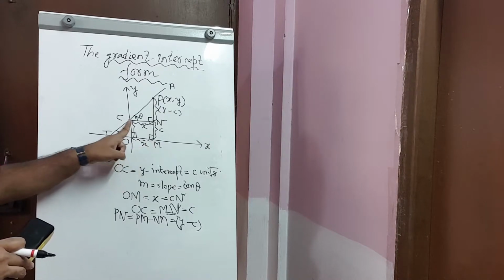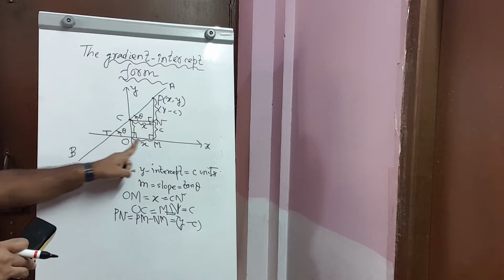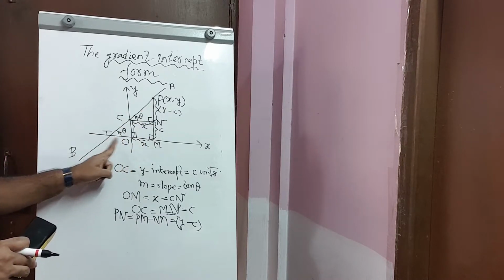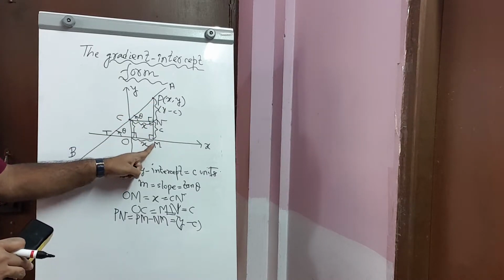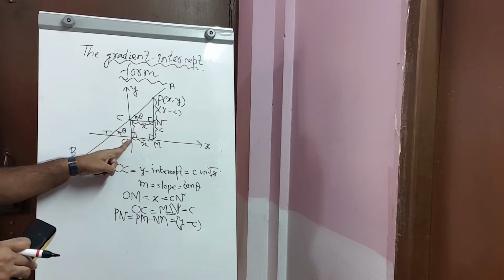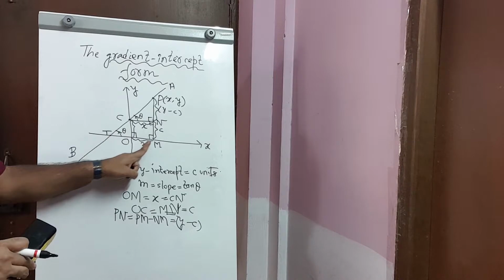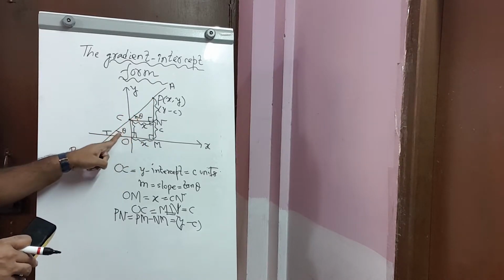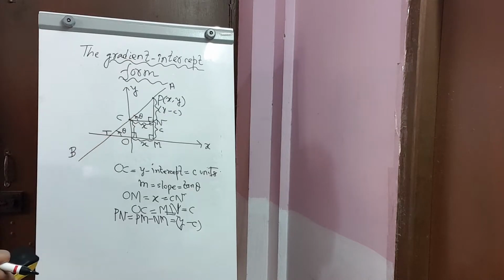are parallel. Why are they parallel? Because both of them are perpendicular to PM. CN is perpendicular to PM and TM is also perpendicular to PM. Since both lines are perpendicular to the same line PM, they are parallel. So CN and TM are parallel. PT is the transversal, so these two angles are equal, being corresponding angles.